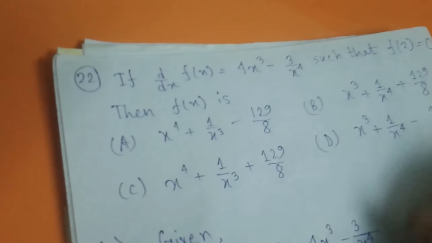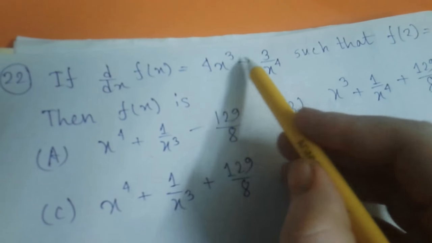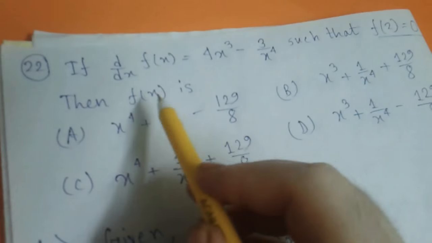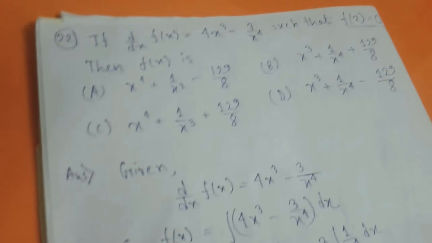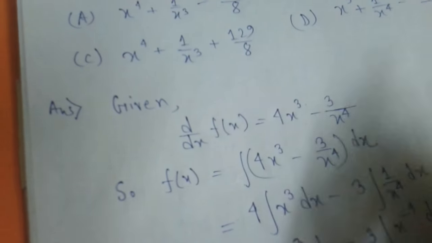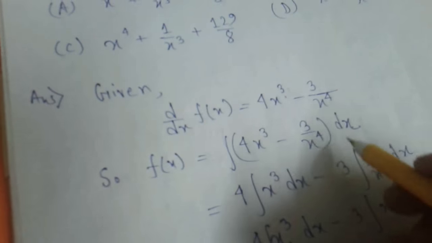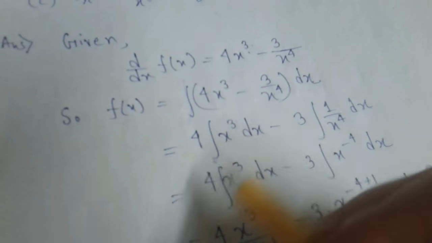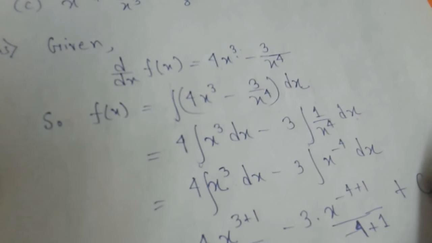Next, 22. If d/dx of f(x) equals (4x cube minus 3) divided by x to the power 4, such that f(2) equals 0, then f(x) is option A, B, C, D. Given d/dx of f(x) equals (4x cube minus 3) by x to the power 4. So f(x) equals integration of (4x cube minus 3) by x to the power 4 dx by definition. That equals 4 into integration of x cube dx minus 3 into integration of 1 by x to the power 4 dx.